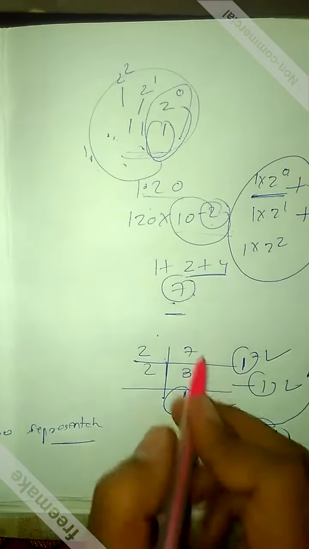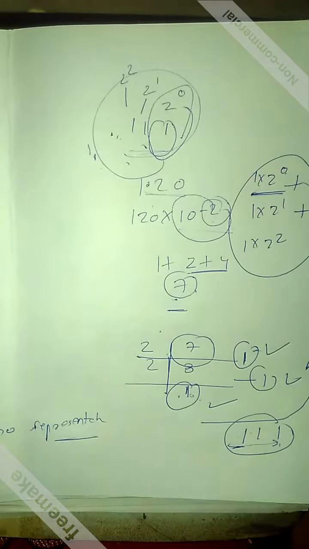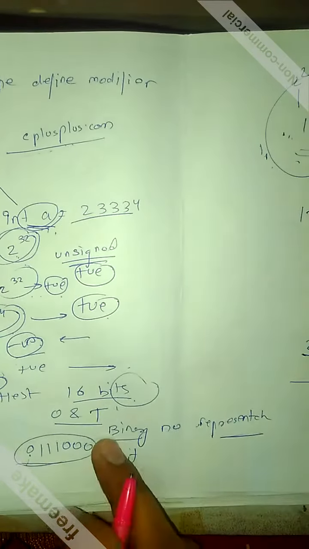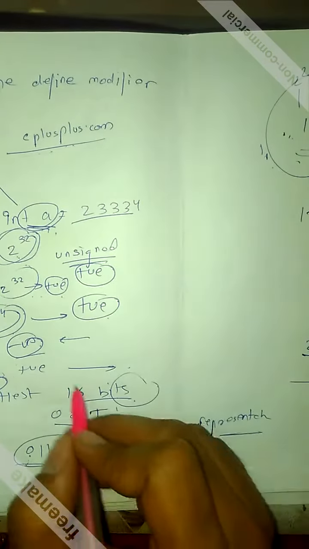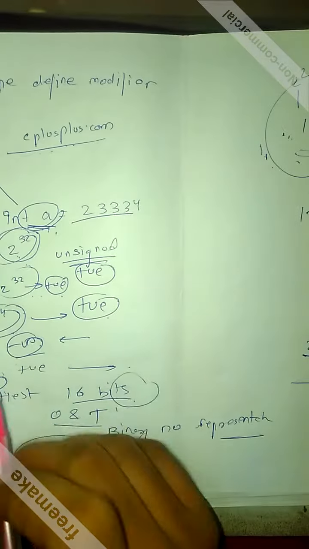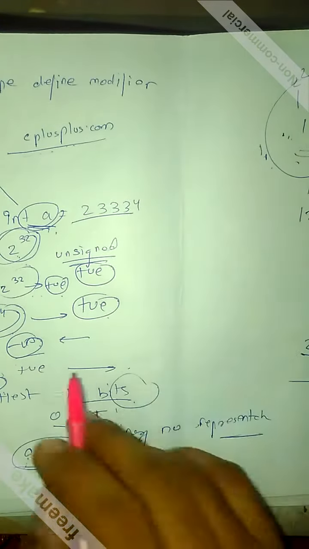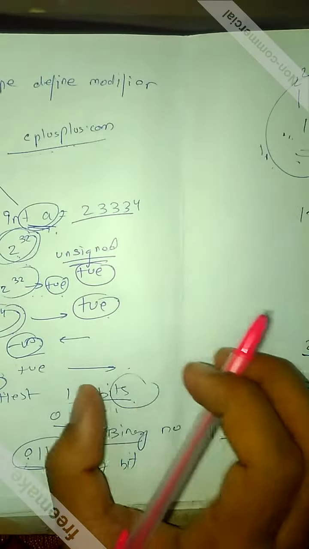This is the binary number for this decimal number. So this is the binary number representation, which is of 7 bits. Similarly, if we have a very large number, and that number is defined as short int, then that number can have at least 16 bits in its representation.